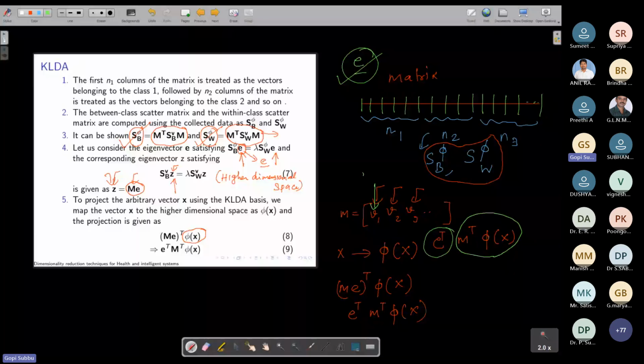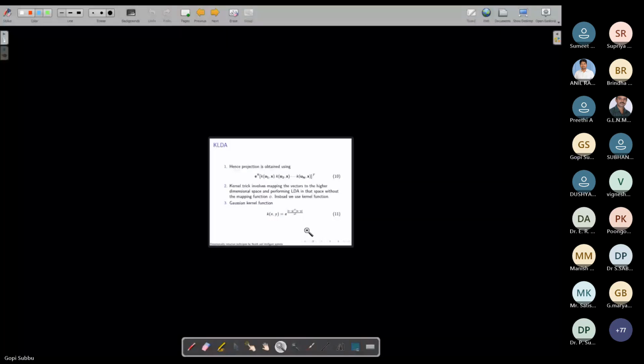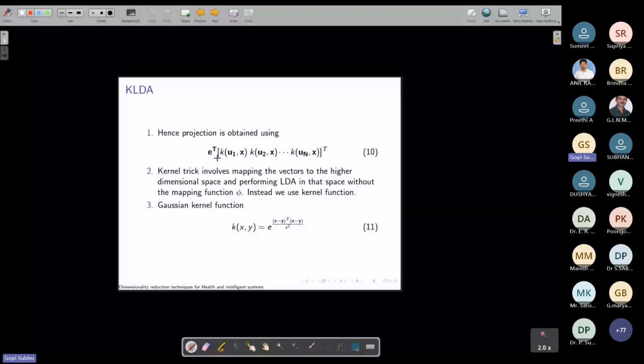which is like phi of u1, and this is phi of u2, and so on. So if I take M transpose, which is phi of u1 transpose, phi of u2 transpose, it goes like that, and that is multiplied with phi of x. What you are getting here is the inner product of these two, and that is why you are getting this. You can see that this is the case, right? So you can see here, this is what I was telling. E transpose, this is becoming the kernel function now. So the projection is now achieved.